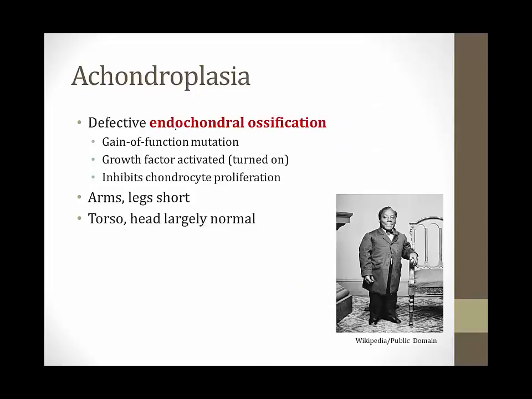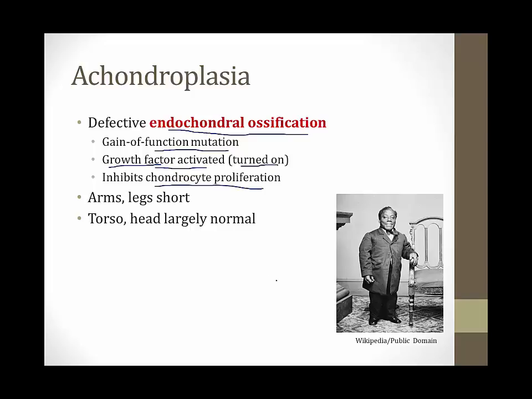Basically, achondroplasia is a disorder of defective endochondral ossification. The mutation that occurs in the gene is a gain of function mutation, so the growth factor receptor is activated and turned on. Now, you might think a turned on growth factor would lead to more growth, but in fact, what happens is chondrocyte proliferation is inhibited. As a result, the long bones do not grow.